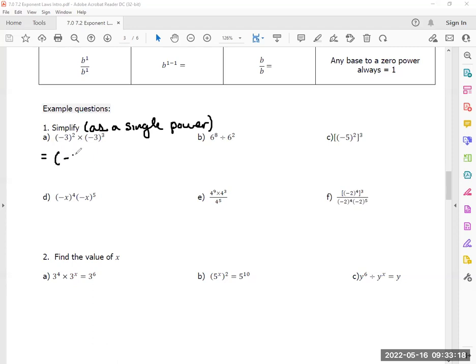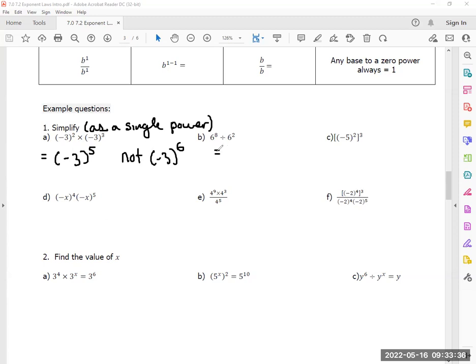That's it. Negative 3 to the power of 2 times negative 3 to the power of 3 is negative 3 to the power of 5. Done. You are not multiplying them. It's not 2 times 3. It's 2 plus 3.